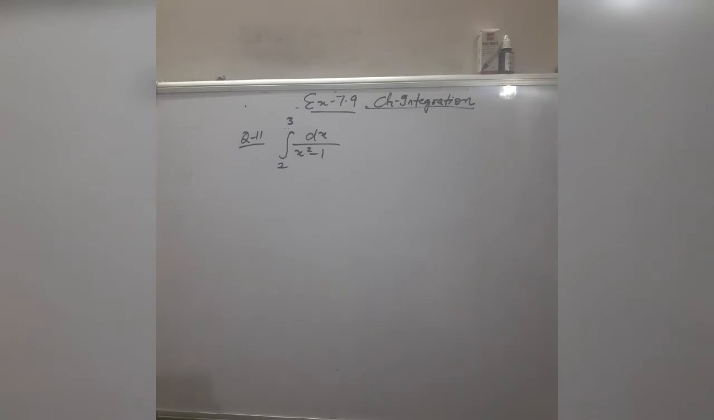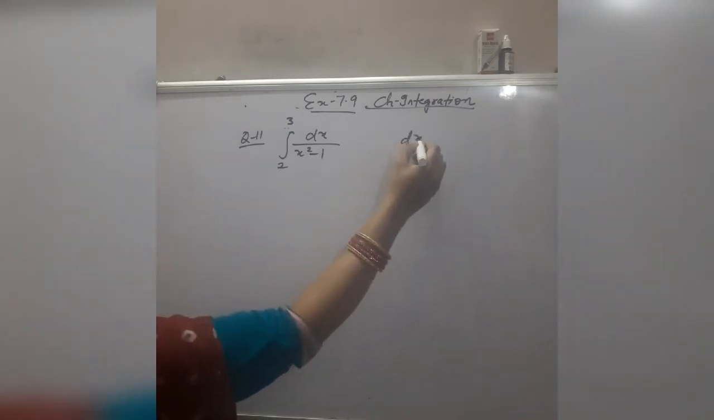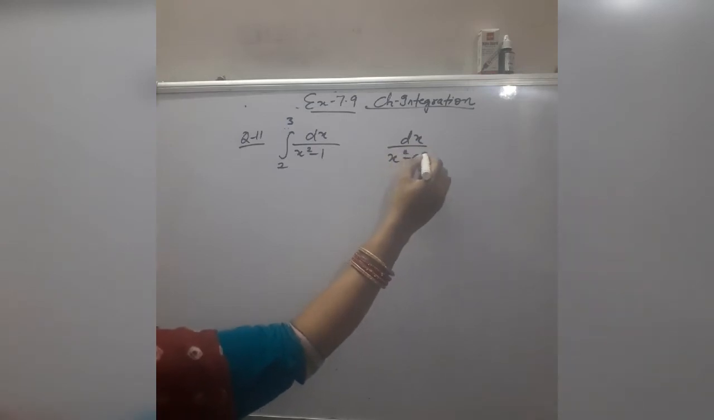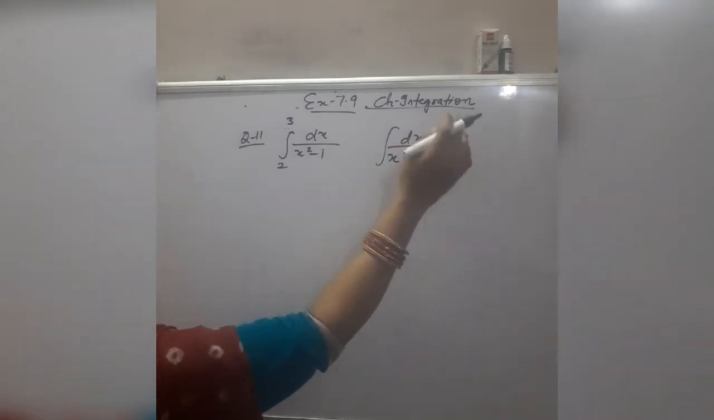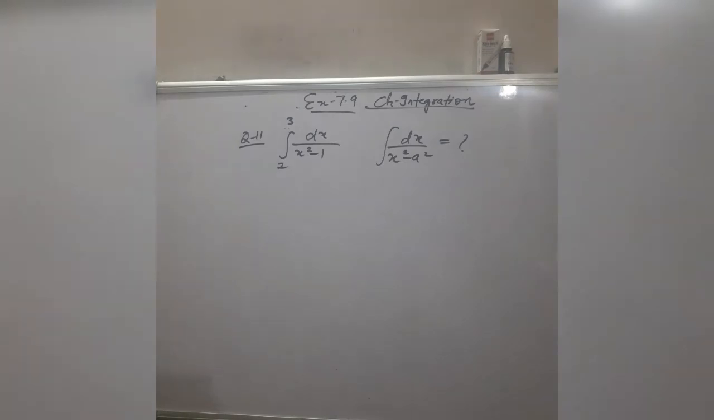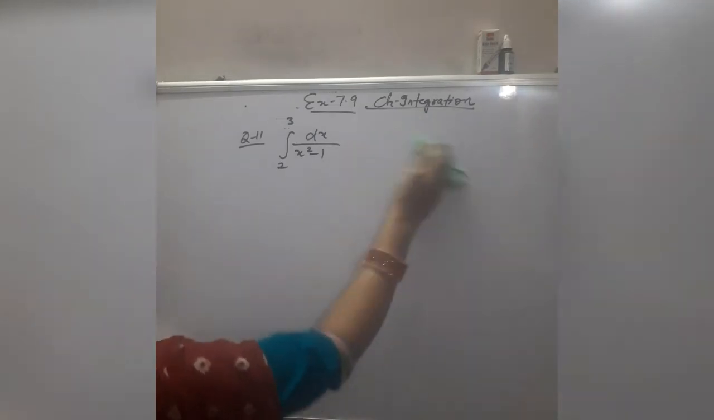Now in this sum we will use the formula of the form dx by x square minus a square, and all of you have done the formula for this form in the previous exercise. So again I am saying, if you have done up to exercise 7.7 and learned all the formulas, then very easily you can complete these sums also. So we will use this formula here.